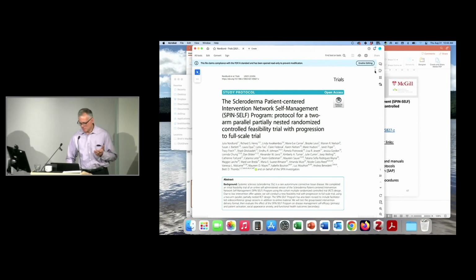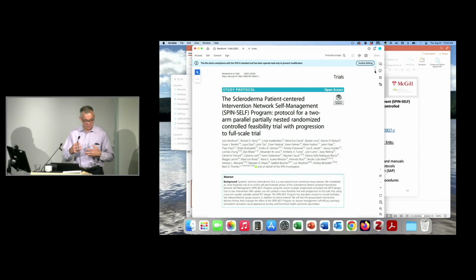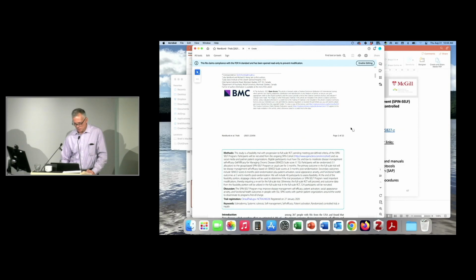Anyway, this is giving you an idea. We published this. This is a trial we're doing. It's about self-management, which is developing skills to be a more effective person, managing your own disease, basically, or working with your healthcare providers to do it. And you can publish these. Many journals will publish protocols now. And just to give you an example, it's like a full paper.